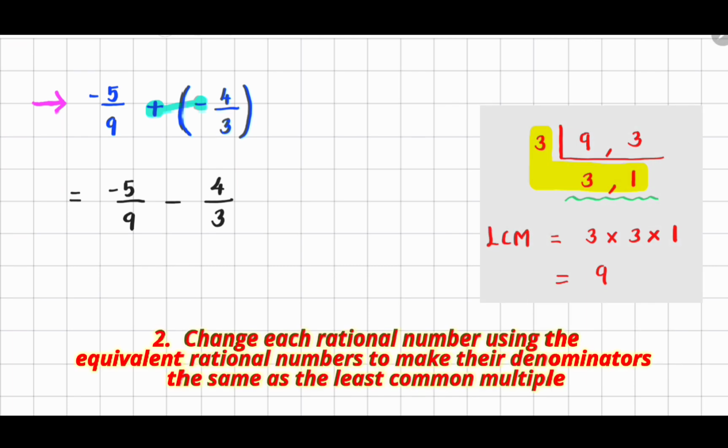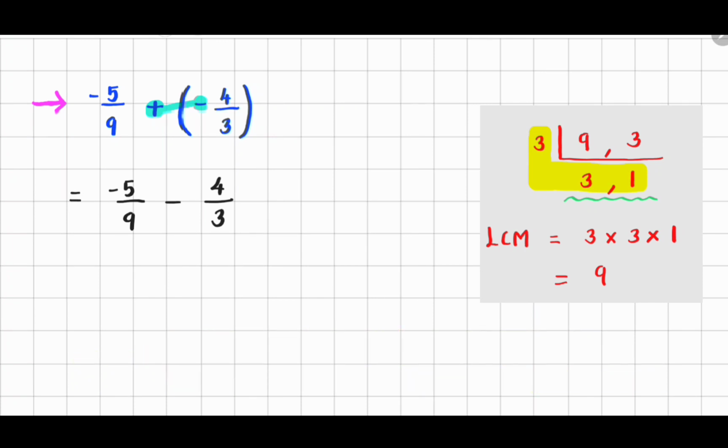Step 2. Change each rational number using equivalent rational numbers to make their denominators the same as the least common multiple. In order to make the denominators the same, note that what we do to the bottom of the rational number, we must also do to the top. So let's try using it. We want both denominators to be 9. 5 over 9 already has a denominator of 9, but here the denominator is 3. So when we multiply top and bottom of 4 over 3 by 3, we get 12 over 9.